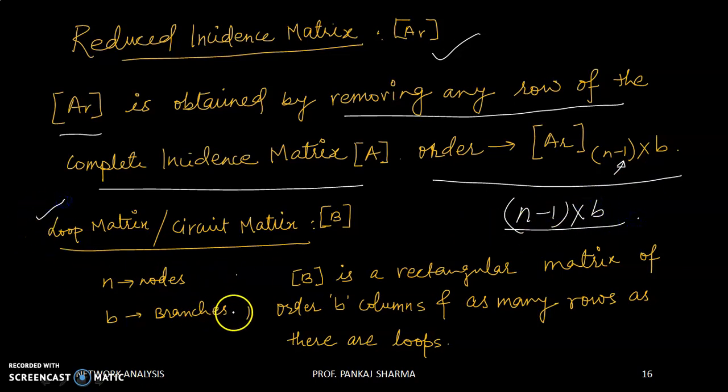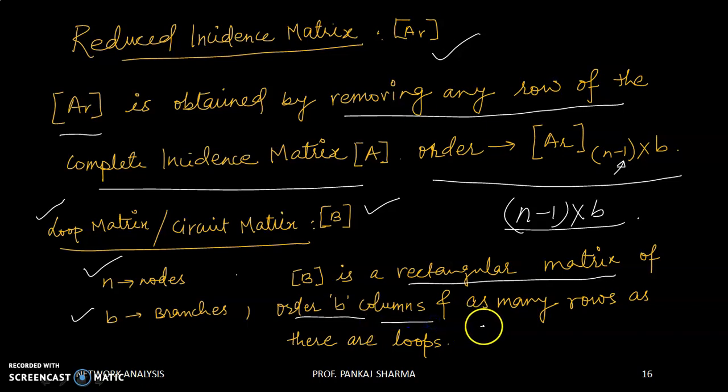Next is the loop matrix or circuit matrix denoted by B. Let's suppose a graph has n nodes and B branches. The circuit matrix or loop matrix B is a rectangular matrix of order B columns and as many rows as there are loops.